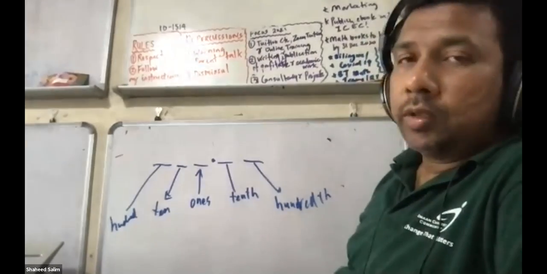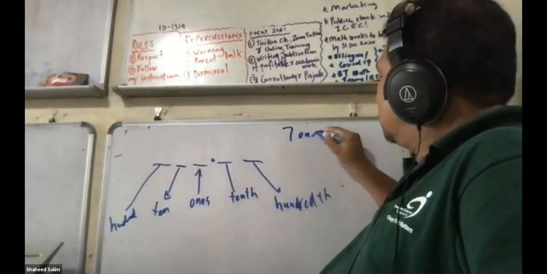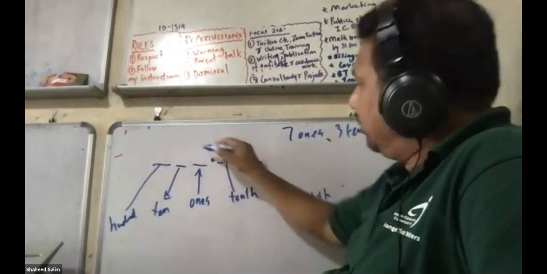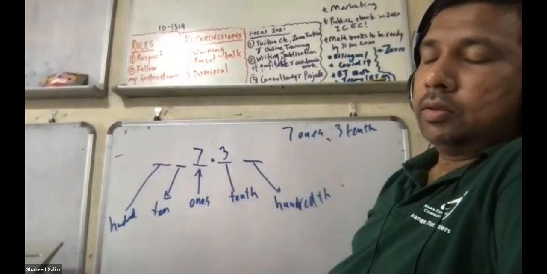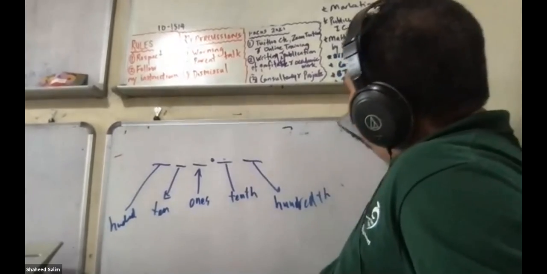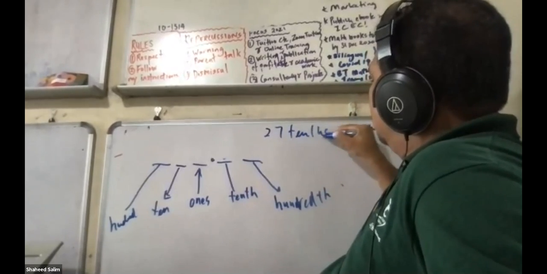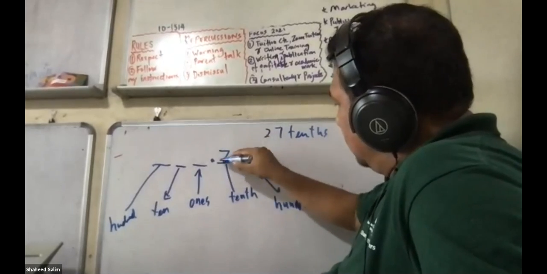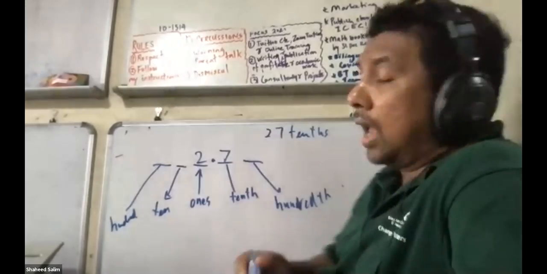So remember, if let's say they tell you now 7 ones, 3 tens. So you put ones is 7, put 7. 3 tens, put 3 here, that's it. Okay, let's say now they give you another one. They give you like this, 27 tenths. So where's the tenth here? Put the last one, 7 here. Put the 2 here. Okay. So that's how you do it, okay?